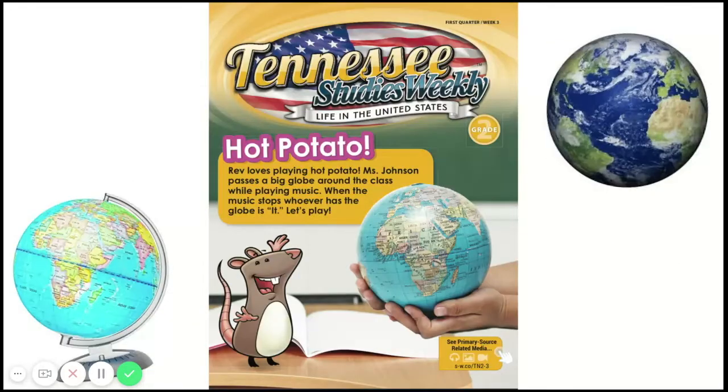For our lesson today, you can follow along using your Studies Weekly Week 3. This is in your Week 7 work packet. So I'm going to read this Studies Weekly out loud. You can follow along with me, and then there's going to be some activities at the end for you to extend your learning. This Studies Weekly is called Hot Potato. Rev loves playing hot potato. Miss Johnson passes a big globe around the class while playing music. When the music stops, whoever has the globe is it. Let's play.